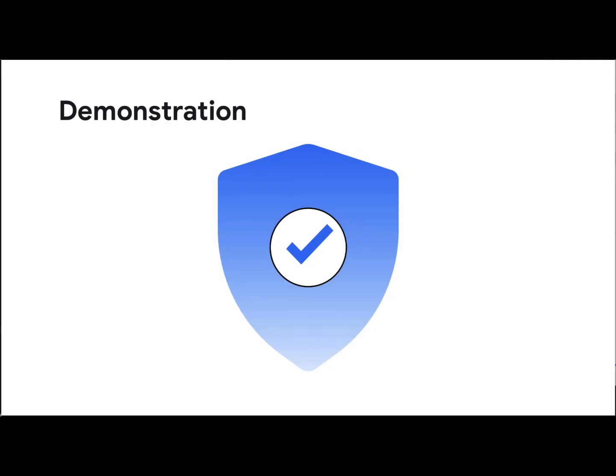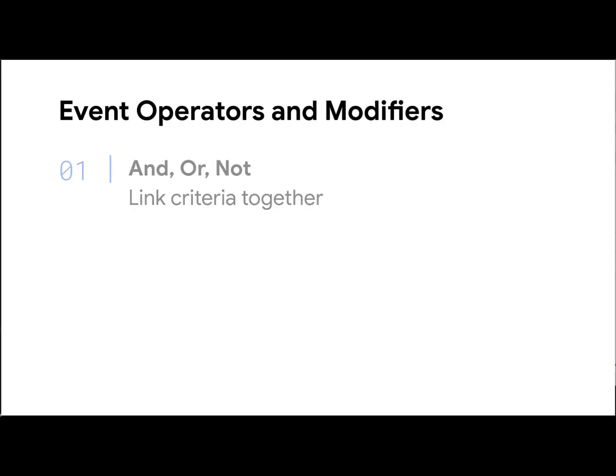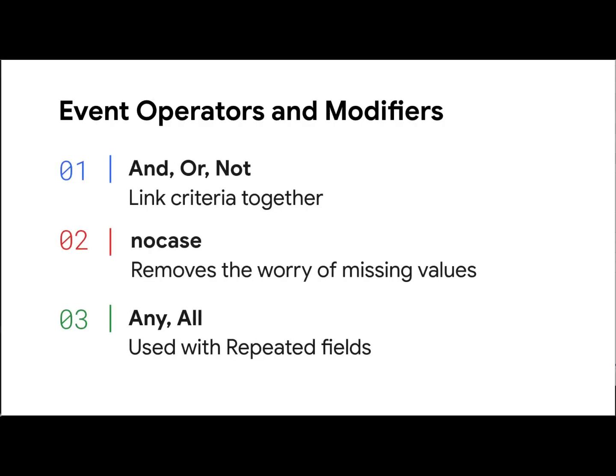You will see more rules that build on these concepts, but for now, remember that and, or, and not are used to link different event criteria together with the help of parentheses. No case takes the guesswork out of fields that could have different values in mixed, upper, or lowercase. Any and all help with repeated fields to give more flexibility to find the values we care about most.